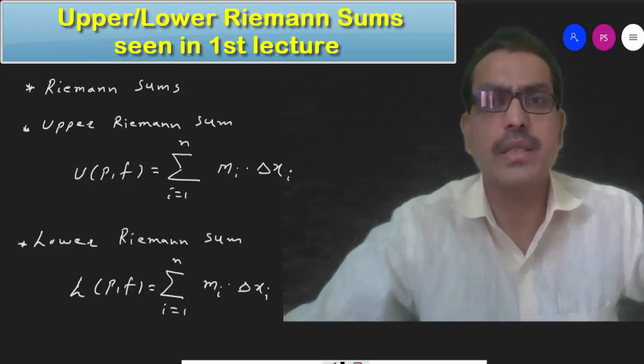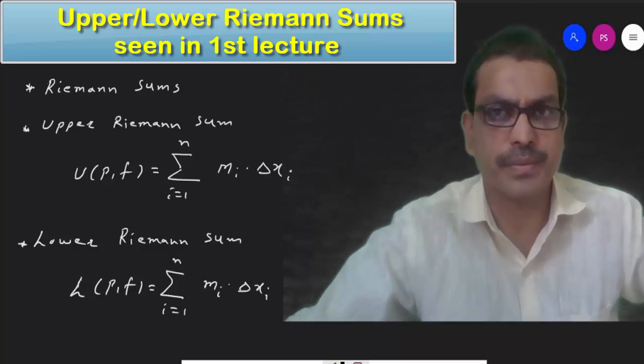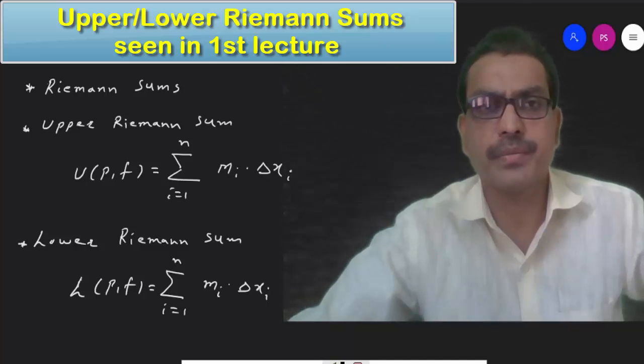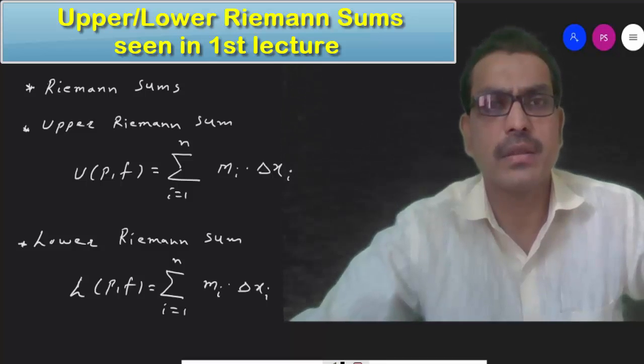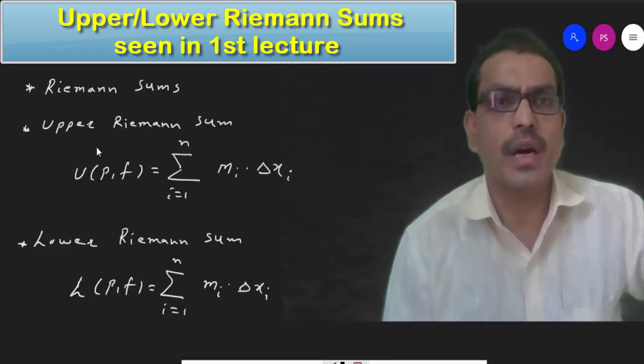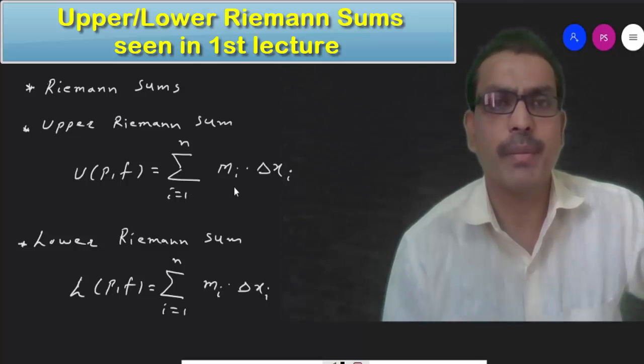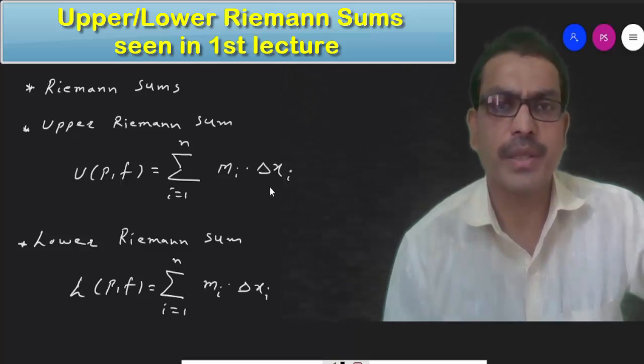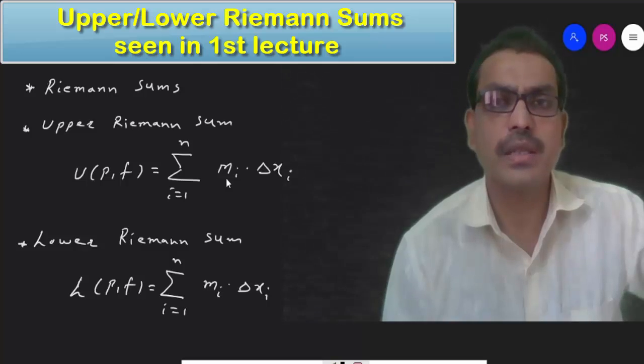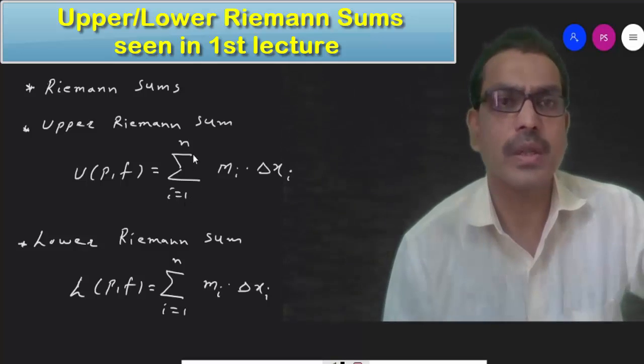Hello friends, in the last lecture we have seen the definition of the partition and the Riemann sum. In the Riemann sum we have seen the upper Riemann sum and the lower Riemann sum. The upper Riemann sum is denoted by U(P, f), where P is a partition and f is a function, equal to the summation of Mi into delta Xi. Here delta Xi is the length of the ith subinterval and capital Mi is the least upper bound on the ith subinterval. Here i goes from 1 up to n.